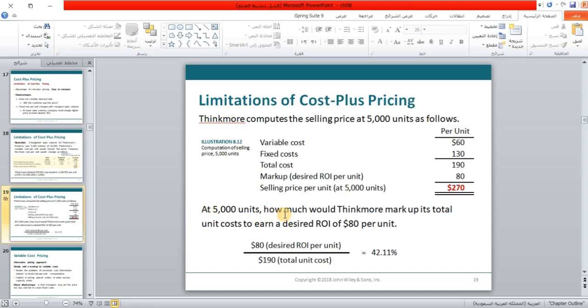At 5,000 units, how much would Syncmore mark up its total unit cost to earn the desired return on investments of $80? We compute it as a percentage: desired return on investments per unit 80, divided by total cost 190, equals 42.11%.